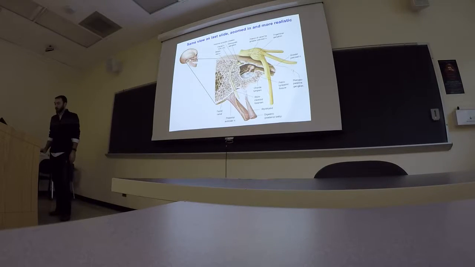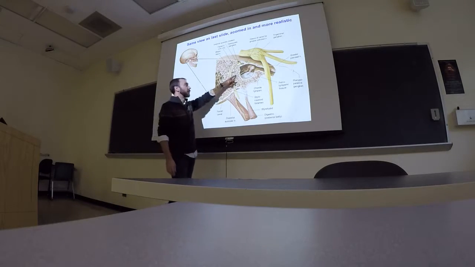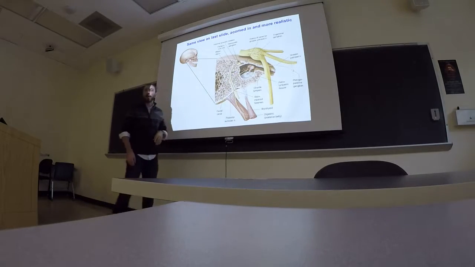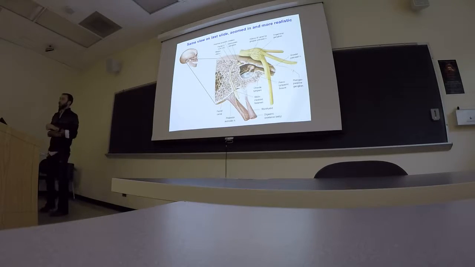Here's a little bit more realistic drawing of it. So it passes through a little canal to get into the middle ear cavity, passes between the handle of the malleus and the incus, and then it's just going to continue right on out of the tympanic cavity. So this nerve goes through the tympanic cavity, but again has nothing to do with innervating anything in there.